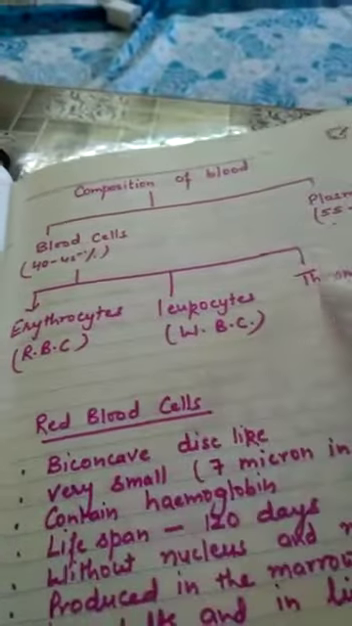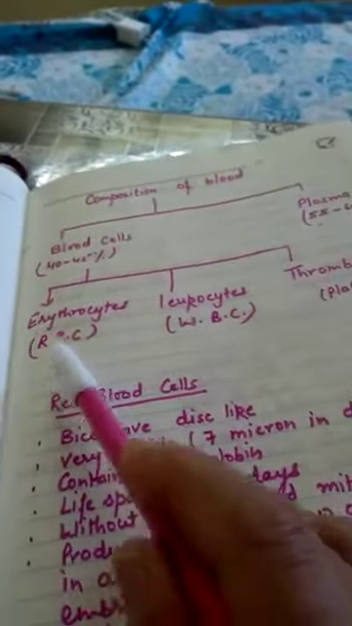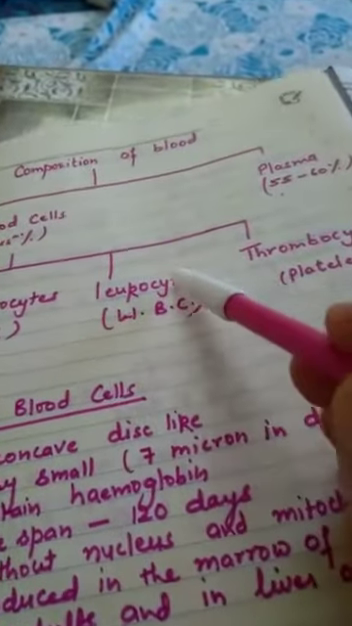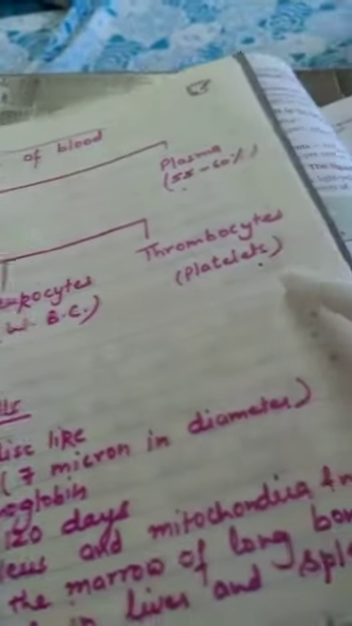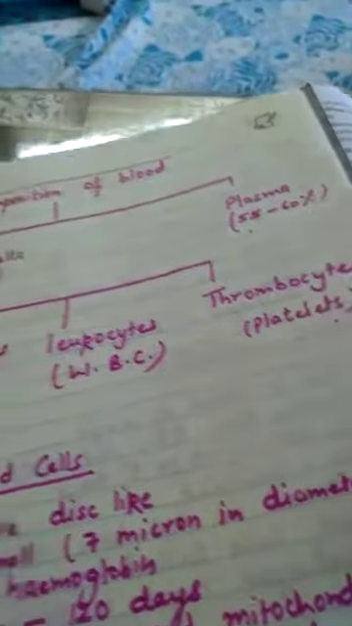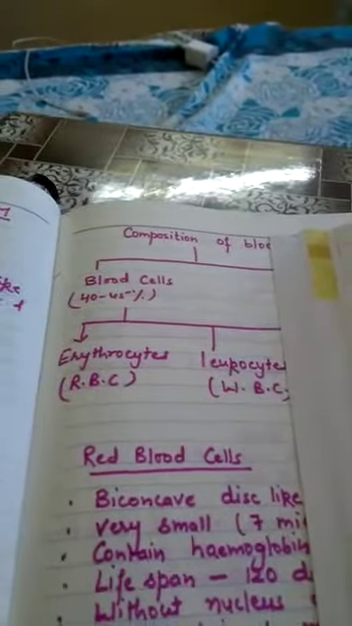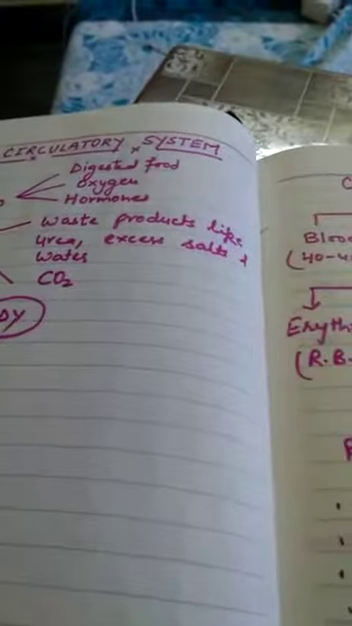Blood cells are of three types: RBCs that are known as erythrocytes, WBCs that are called leukocytes, and platelets that are called thrombocytes. So these three types of blood cells are present in blood. Now we will discuss these three types of blood cells one by one. Let us first discuss the red blood cells.